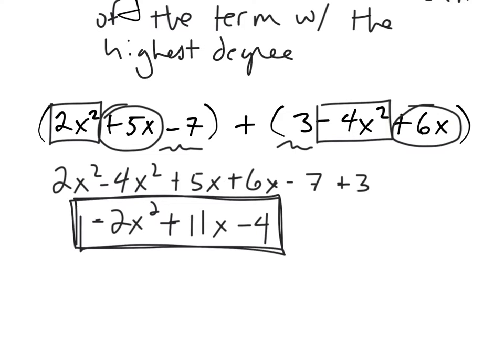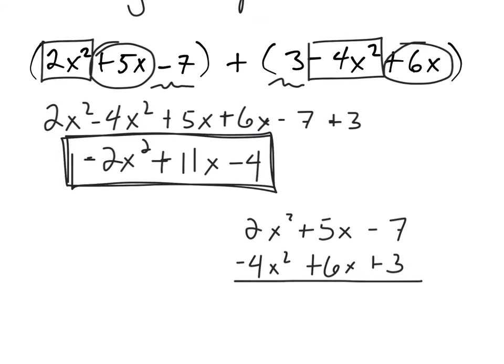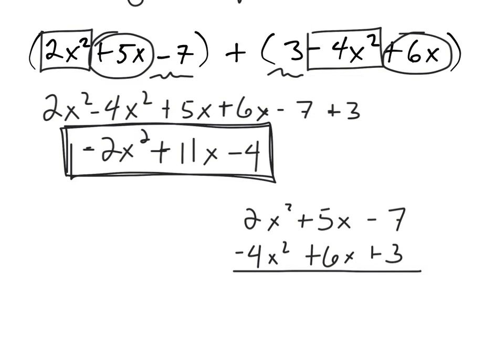So vertical addition basically takes one of them, puts it in standard form. The first one is in standard form. And so we'd have 2x squared plus 5x, and then minus 7. And then underneath of it, we put the other one, again, in standard form, putting the negative 4x squared first, and then a positive 6x, and then a positive 3. And then it literally just adds the 2 together. And so when I add straight down, I get a negative 4 back here. I get a positive 11x here. And then I get a negative 2x squared here.